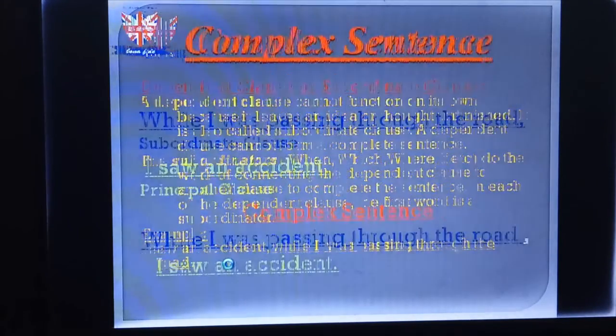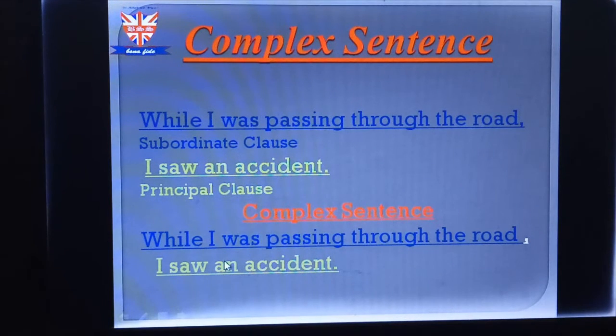Let's go for the final example of a complex sentence. While I was passing through the road, I saw an accident. I saw an accident is the principal clause, and while I was passing through the road is the subordinate clause. And the complex sentence will be: while I was passing through the road, I saw an accident. One part is incomplete, another part is complete. You have to keep that in your mind.